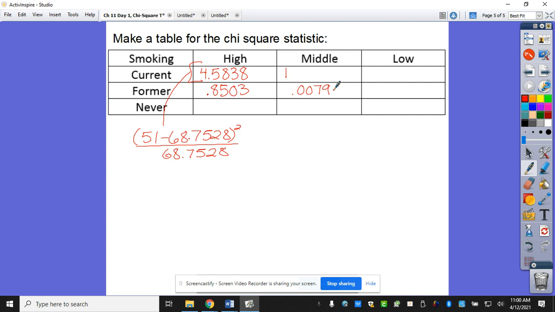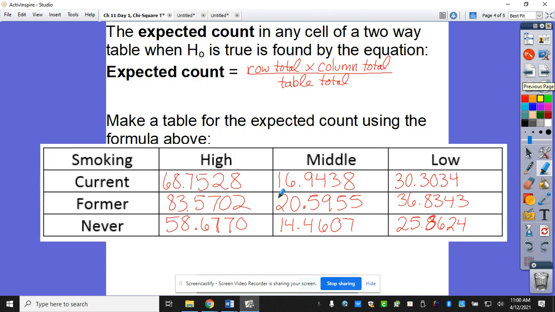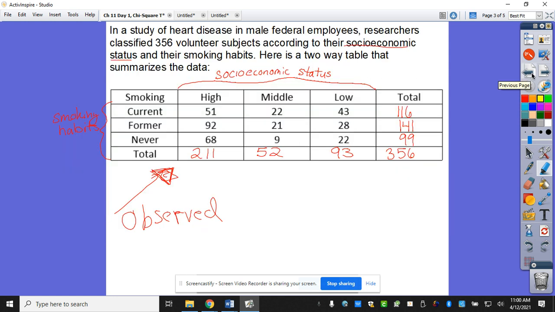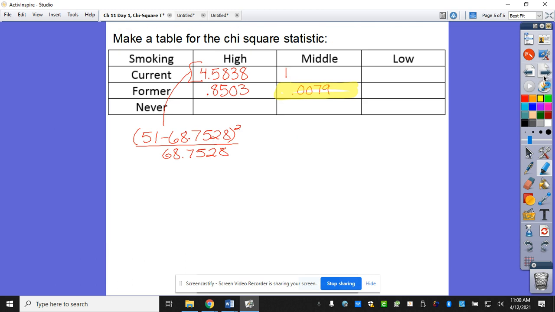While I'm talking right here, this is a very small number, and this is a bigger number. Why is this a small number? So I'm looking at middle former. My middle former expected was 20.5955. My observed was 21. Why do I get a really small number right here? Because those are really close. What I expected was really close to what I actually got. So I'm going to tie that back in a second. Okay, we ended up getting to that one.